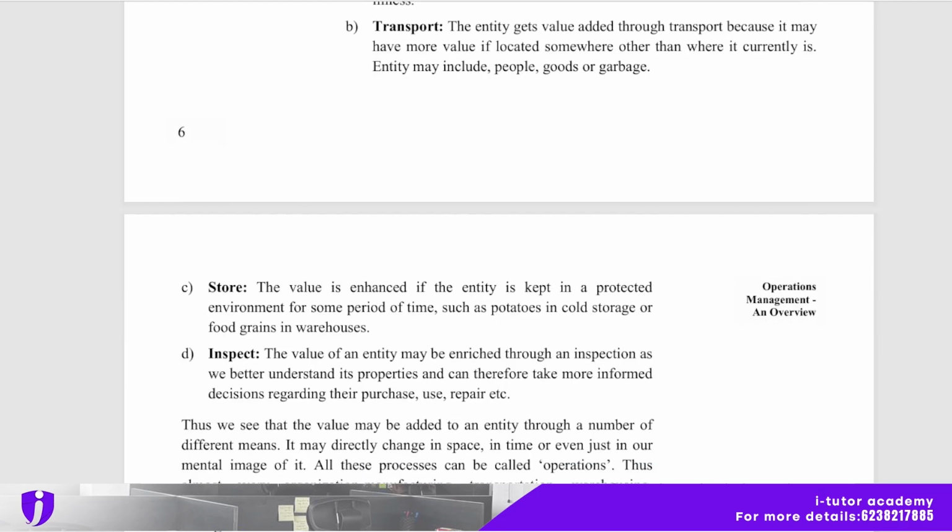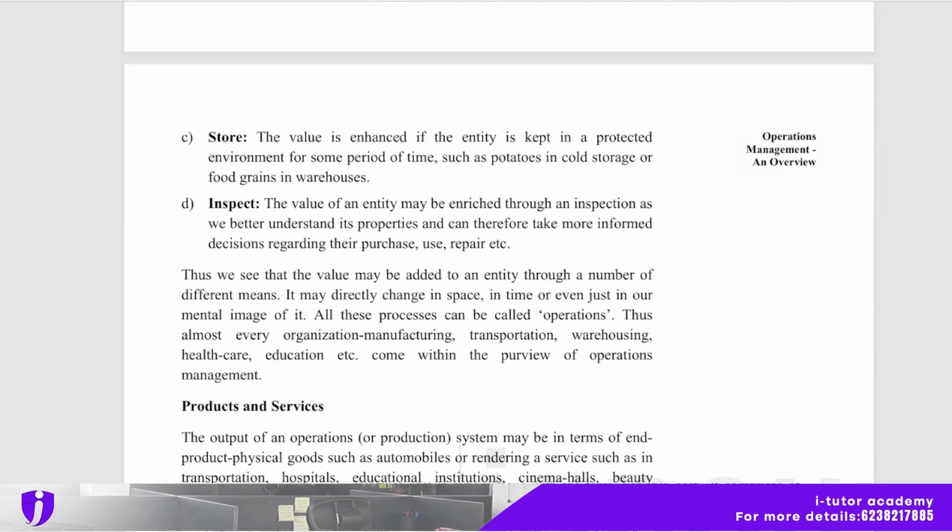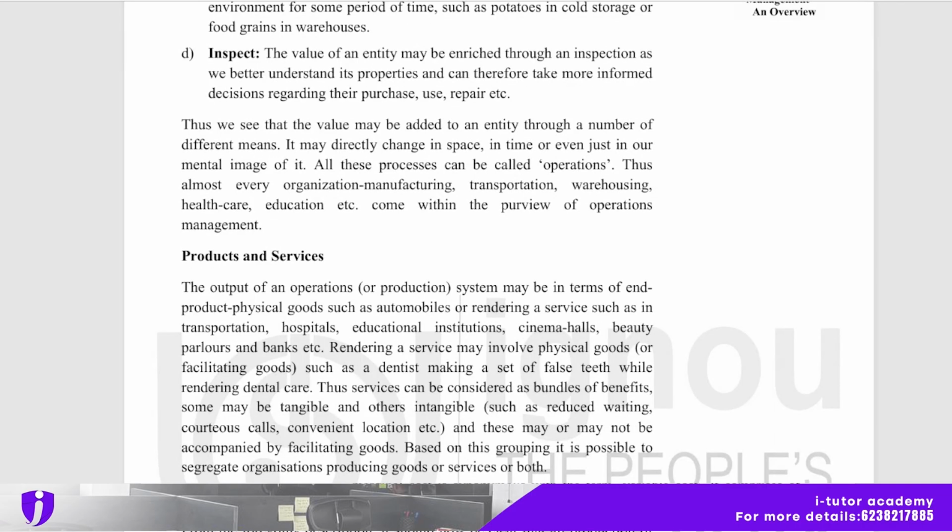Transport: the entity gets value added through transport because it may have more value if located somewhere other than where it currently is. Store: the value is enhanced if the entity is kept in a protected environment for some period of time, such as potatoes in cold storage or food grains in a warehouse. Inspect: the value of an entity may be enriched through an inspection, as we better understand its properties and can therefore take more informed decisions regarding their purchase, use, repair, etc.